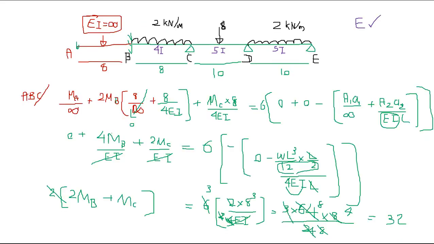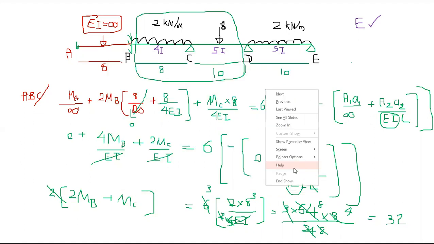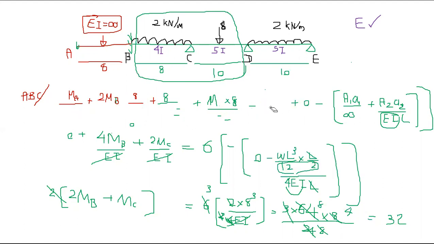2MB plus MC is 32, right? So we go to the other case. So now next we take these 2, right? These 2 spans and write the equation. So I'll write it here. Write it here, I'll erase this one. So hope you can see the previous one.